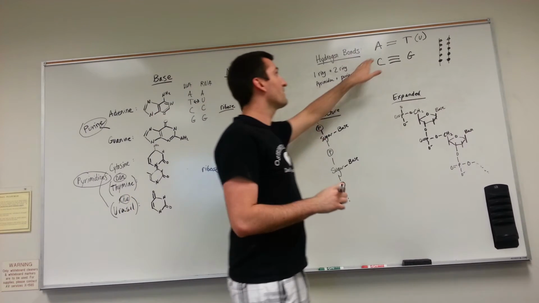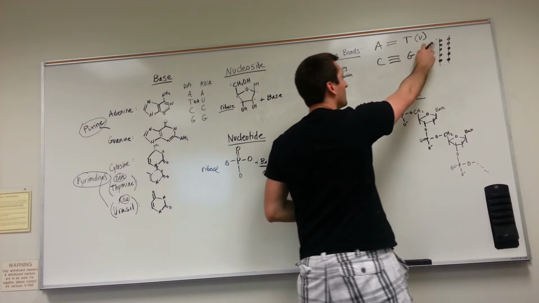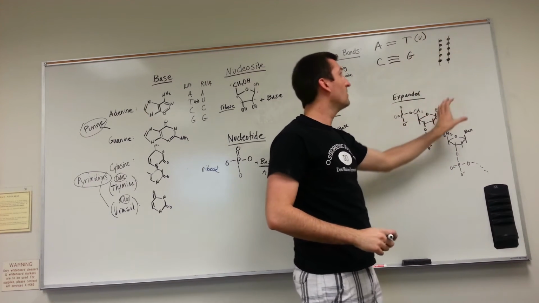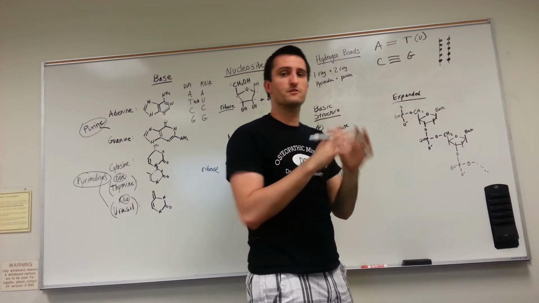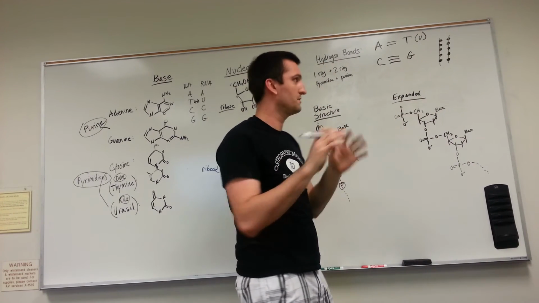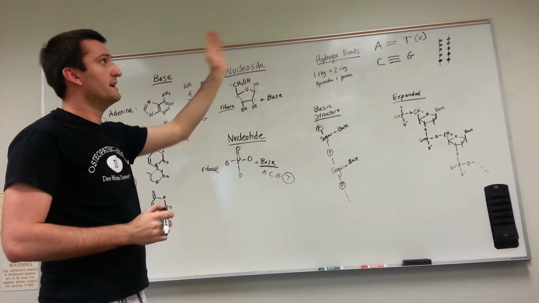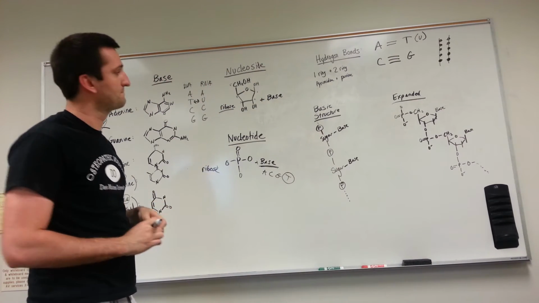However, if you had an AT structure, so if these were all ATs, a lot of ATs in a row, it'd be a lot easier to pull it apart. There's less hydrogen bonds to break to pull apart those DNA strands. C and G has three. A and T has two.